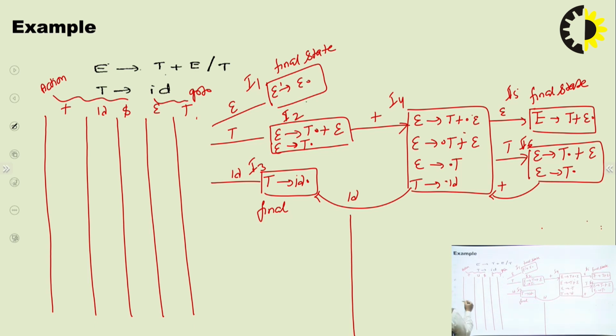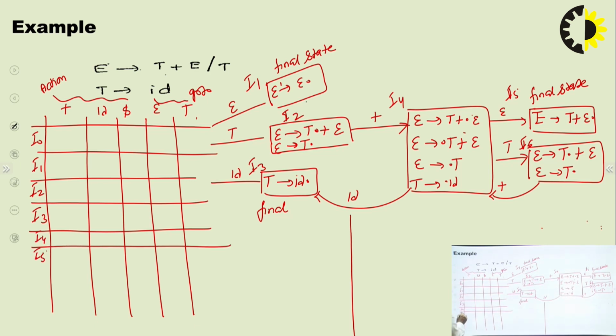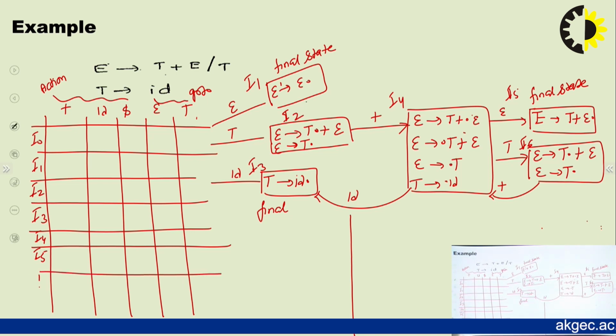Now how many states? That is I0, I1, I2, I3, I4, I5 and I6. That is I0, that is I1, I2, I3, I4, I5 and I6.